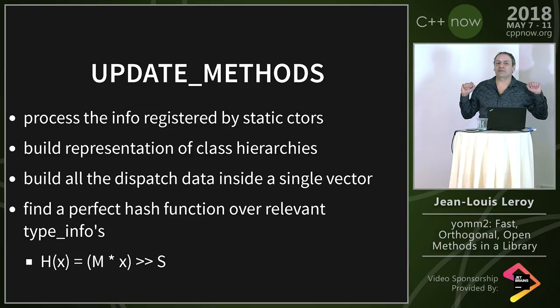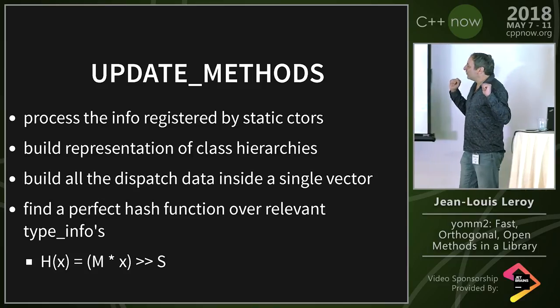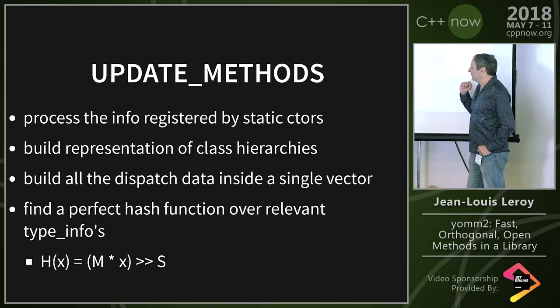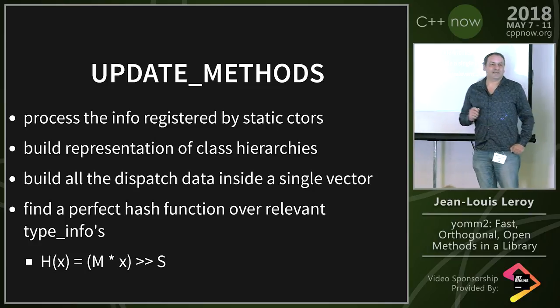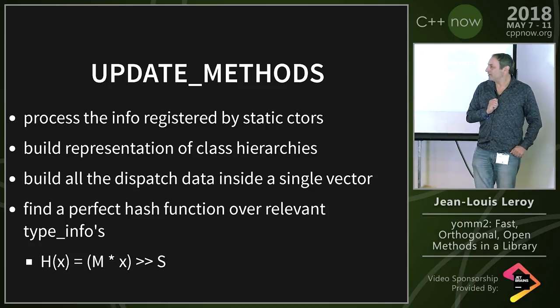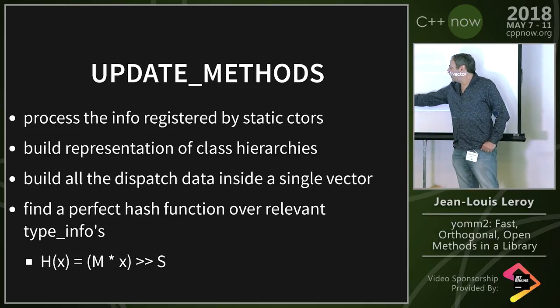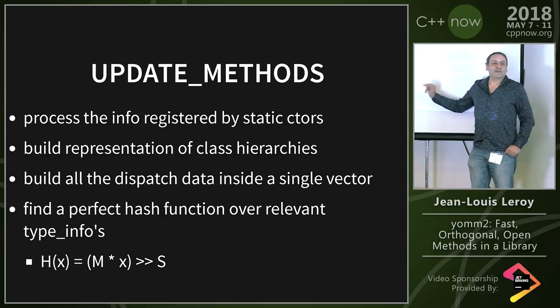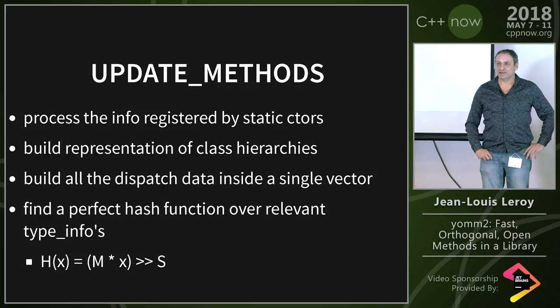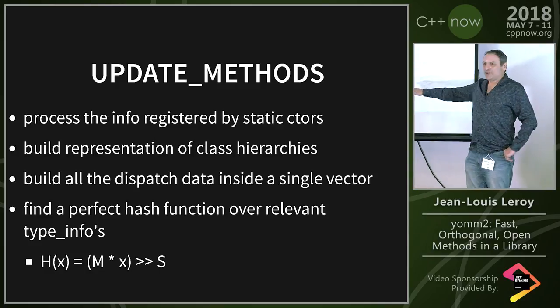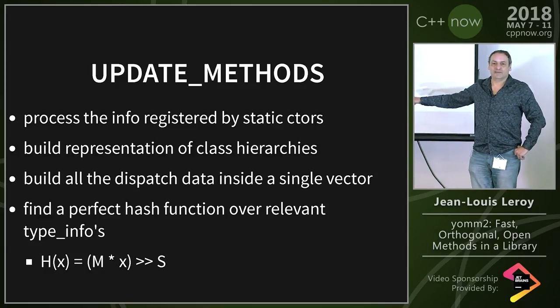And it finds the perfect hash function. And the perfect hash function is very simple. X is the address of type ID, of type info. And the hash function has the form m times x shifted by s. It may not be the best hash function, but I don't care. What I want is that it's fast.